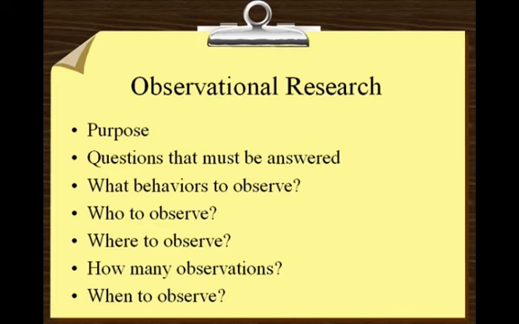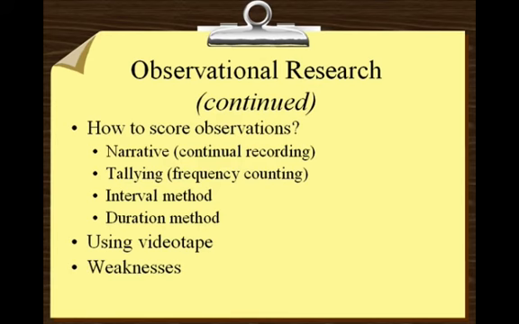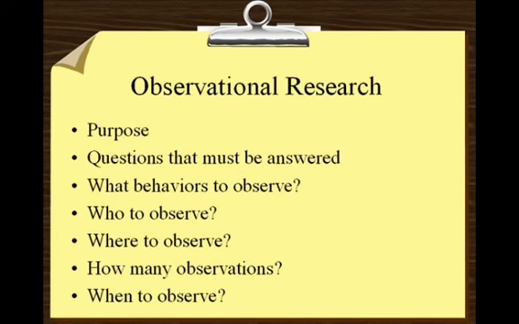Observations can be done via questionnaires, surveys, or they can actually watch, collect data, and analyze the data. Now, when you're doing observational research, we need to answer these questions that I have here. What behaviors to observe, who to observe, where to observe, how many observations, when to observe. On the next slide is how to score their observations. So I'm going to go through each one of these questions and give you more information.